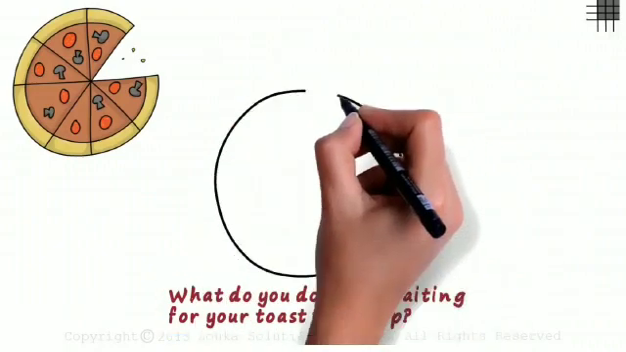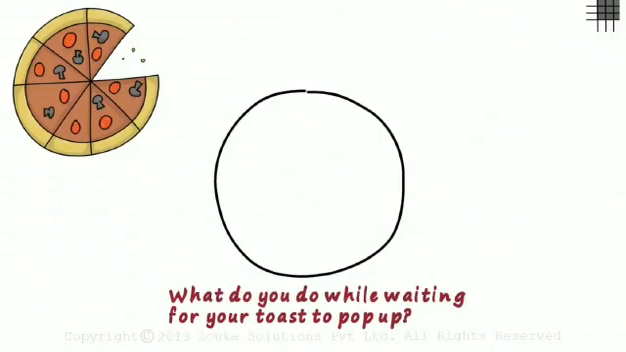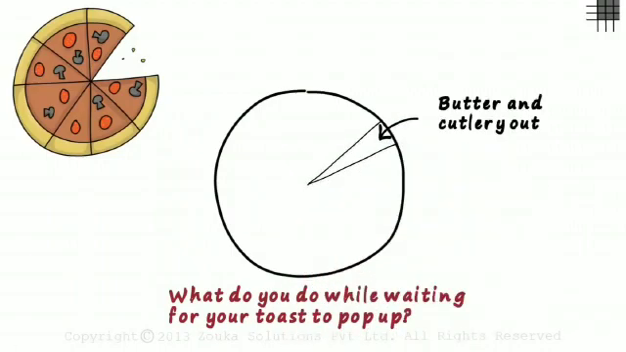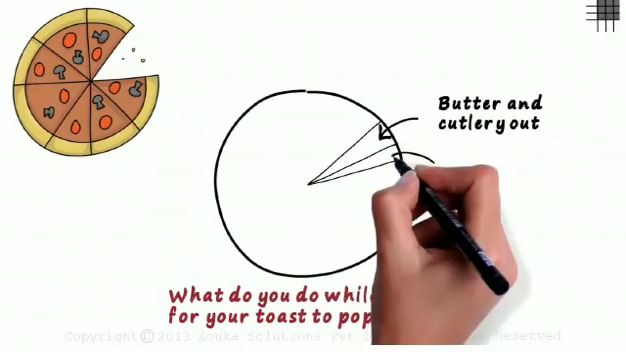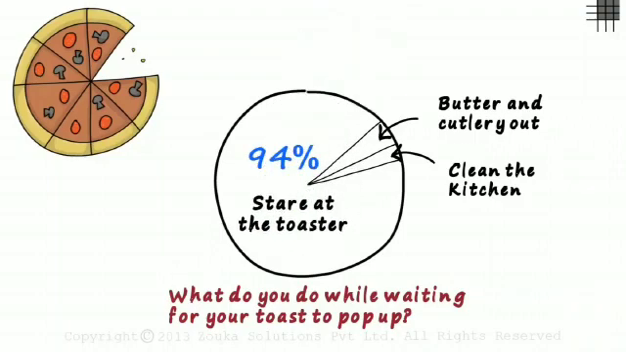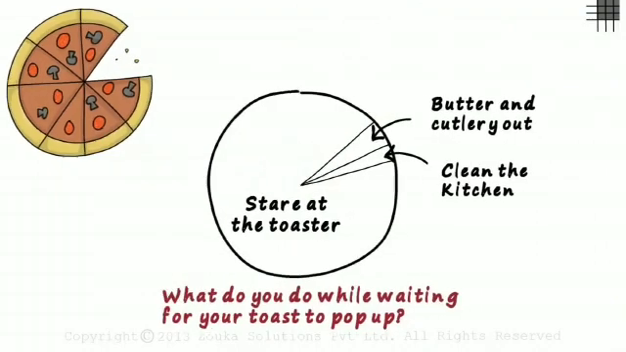I drew a circle that represents the number of people I approached. Around 4% of the people told me that they get butter and cutlery out. 2% of the people told me that they clean up the kitchen. And you will not believe that the remaining 94% told me that they just stare at the toaster. Isn't that true with us too?